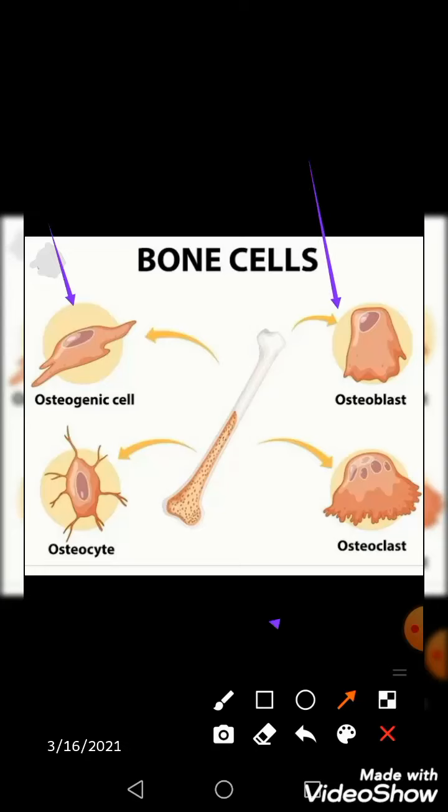Now consider the second variety of the bone cell. These are the osteoblasts. From where do they originate? They definitely come from the osteoprogenitor cells we just discussed. And where are they located? They are found on the surface of the bone.